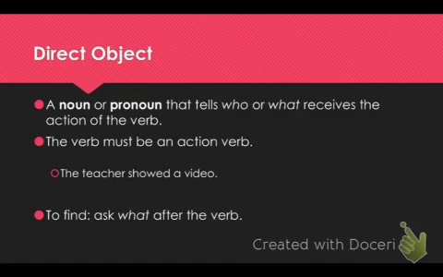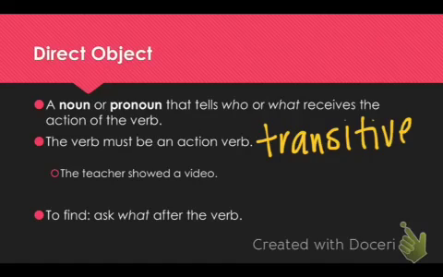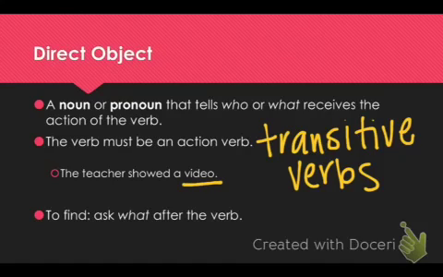A direct object is a noun or pronoun that tells who or what receives the action of the verb. The verb must be an action verb. Verbs that need nouns to complete the meaning, or verbs that need direct objects to complete the meaning, are called transitive verbs. In this example, the teacher showed a video. Video is the direct object. To find the direct object, ask what after the verb. So, showed what? A video.